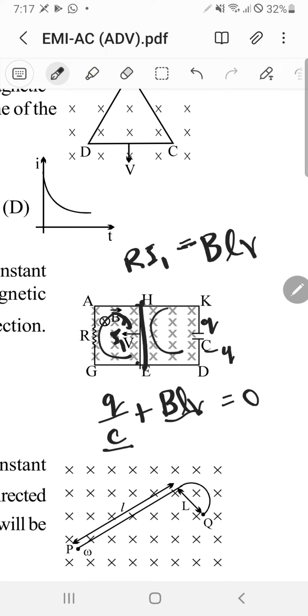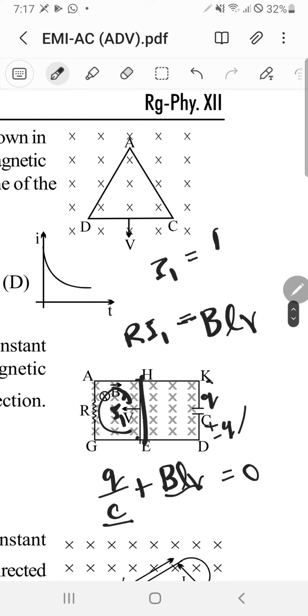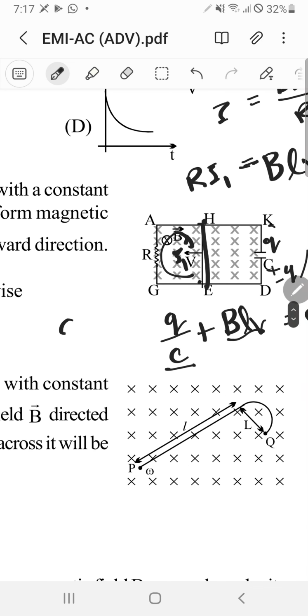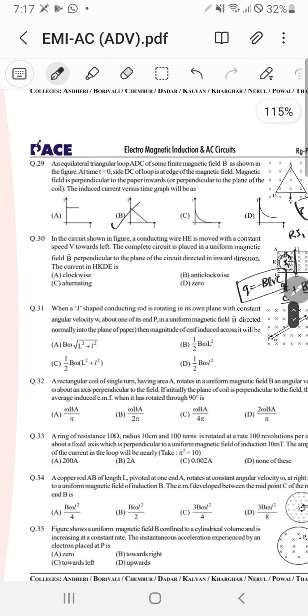So this current in here is just 0. There's a constant charge over there, right? And there's a constant current flowing in that. Cool. So I1 equal to BLV. I should just say I. That's the only current. And you got Q equal to negative BLV times C. Yeah, these are the two equations that we need. Right.